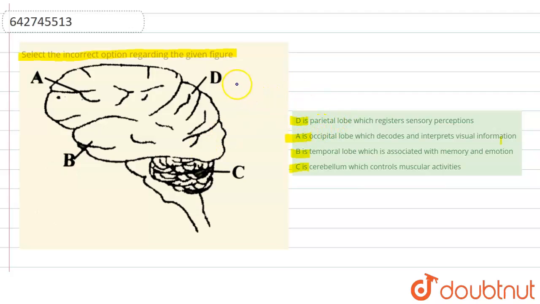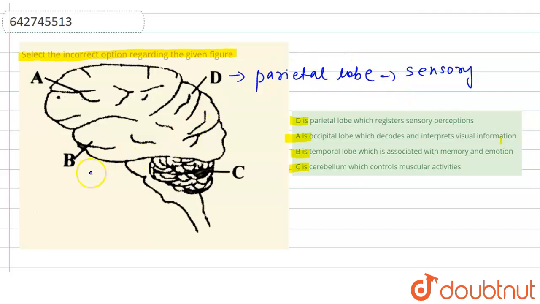So the first is D. D is the parietal lobe here, right? The brain has certain lobes here, and D is the parietal lobe which is at the back side, and it is the one which registers the sensory perception, right? So it is sensory in nature. It makes us sense the things here, right?